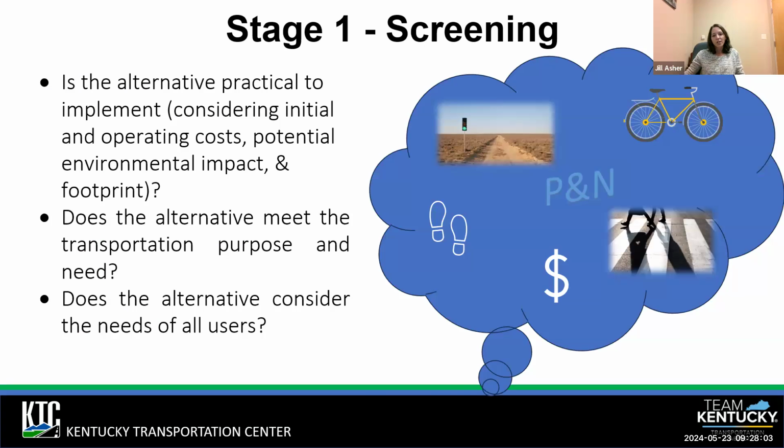And also as part of stage one, you have some of these questions. Again, you're high level, you're either at planning or at conceptual design, but you know the answer to some of these questions, like: is the alternative practical to implement, considering the initial cost, but also the operating costs and potential environmental impacts and other impacts? Does the alternative for the intersection meet the purpose and need? And does it consider the needs of all users?